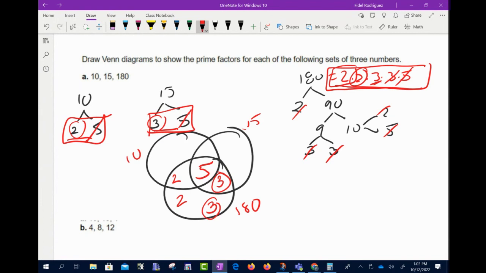And I want to show you something, y'all. Look, 10 were the numbers 2 and 5. There they are. 15 were the numbers 5 and 3. There they are. The 180 had 2 2s. So look, let me do the 180. I'm going to do it in yellow. Okay. So there's the 2 2s, the 2 3s, and the 5. And they're all in common, okay?